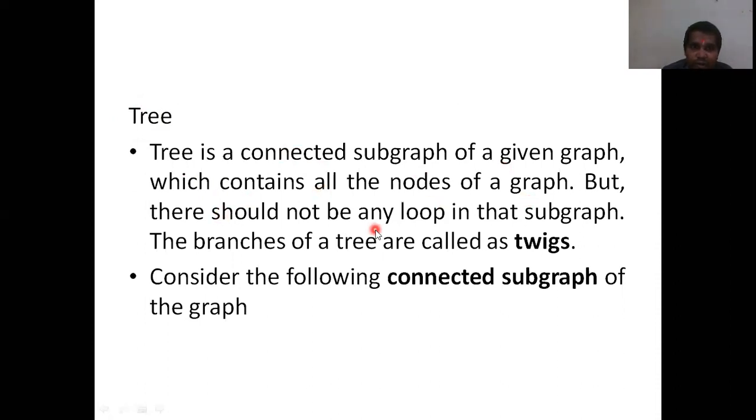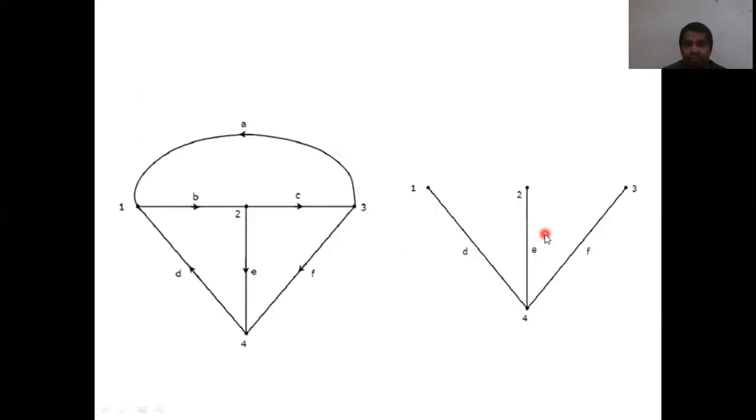But there should not be any loop in that subgraph. The branches of the tree are called twigs. We can say this is a subgraph, and also called a tree.